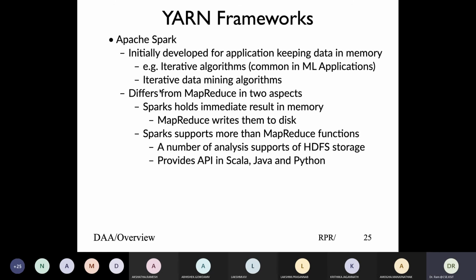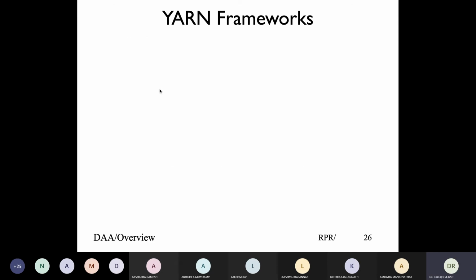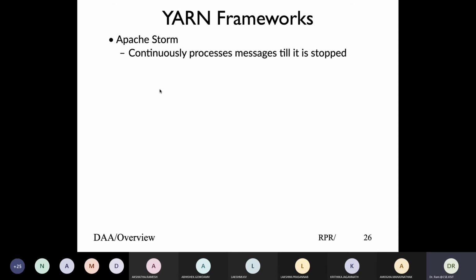The next framework is Storm, which is again basically in memory. If we look at our MapReduce job, we expect our job to be finished, and only then do we get the output.